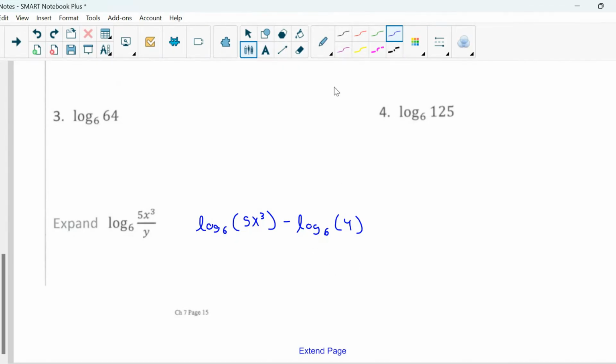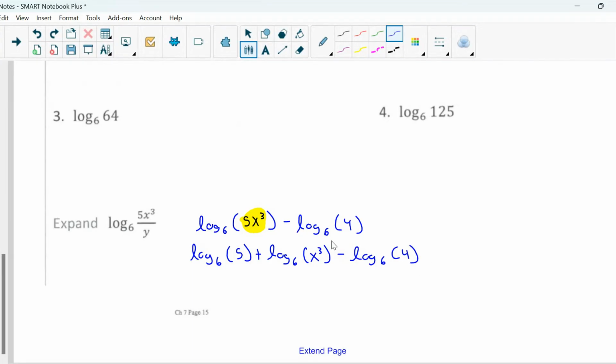Okay, obviously y is a single term. There's not a lot I could do there, but I could still expand my first one because I have 5 times x to the third power. So I'm going to first of all expand those using the product property. So I could rewrite this as log base 6 of 5 plus log base 6 of x cubed minus log base 6 of 4.